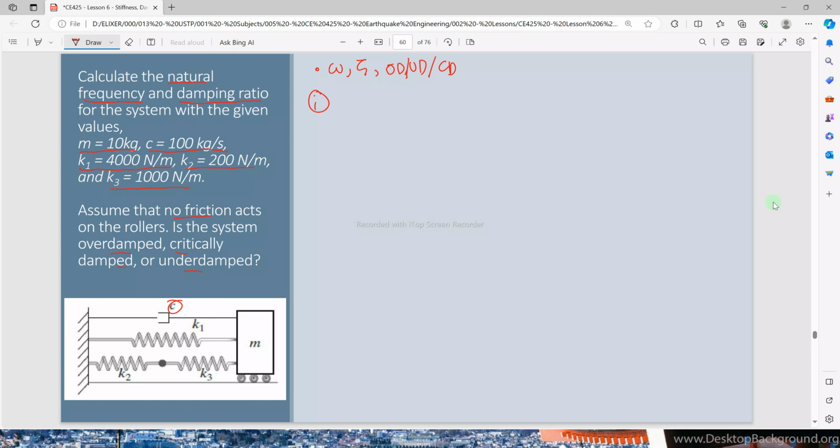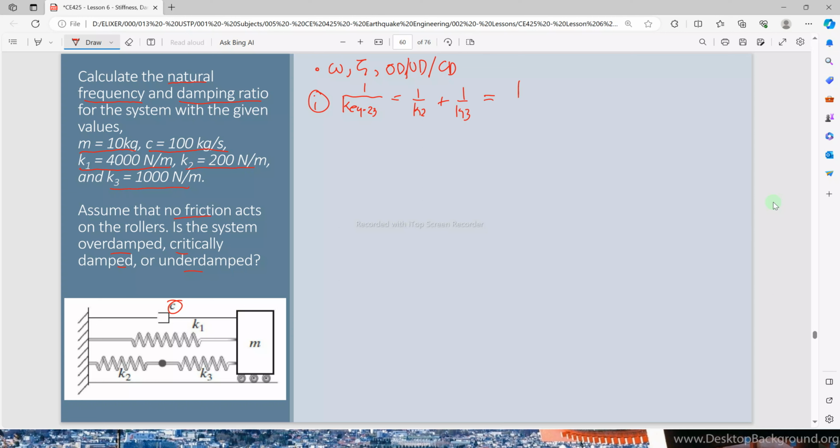If you look at the stiffness of the system, we have a combination of series and parallel springs. K2 and K3 are in series and K1 is in parallel. So if we try to find the equivalent stiffness of 2 and 3, 1 over KEQ is equal to 1 over K2 plus 1 over K3.